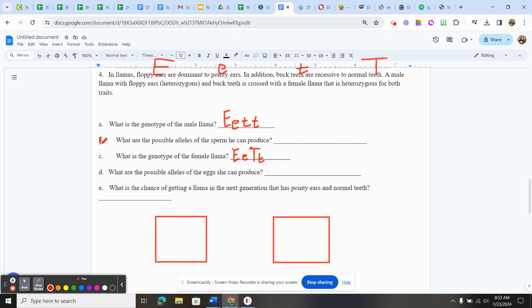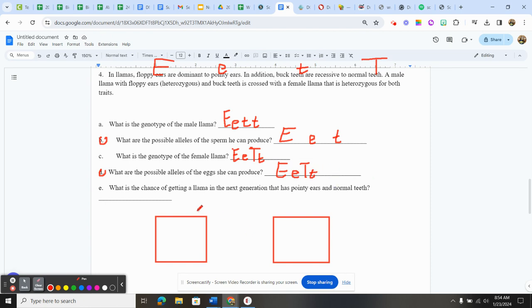So for this question, for B and D, what are the alleles for sperm he can produce? He can make sperm that has the big E in it, and the little e, and the little t. Can he make big T sperm? No. What about the female? What kind of eggs can she make? She can make big E eggs. She can make little e eggs. She can make big T eggs, and she can make little t eggs. So she can make all of the different kinds of eggs.